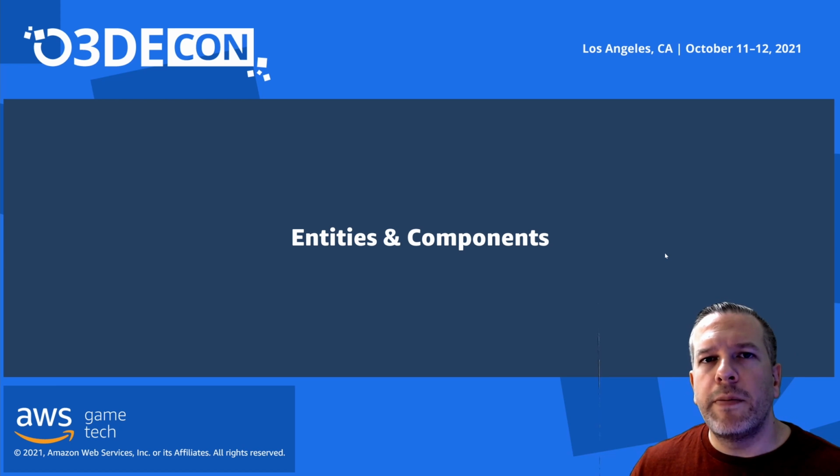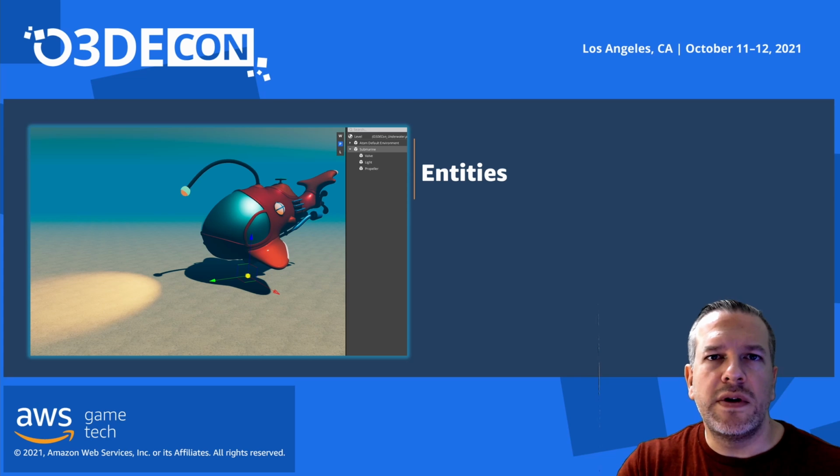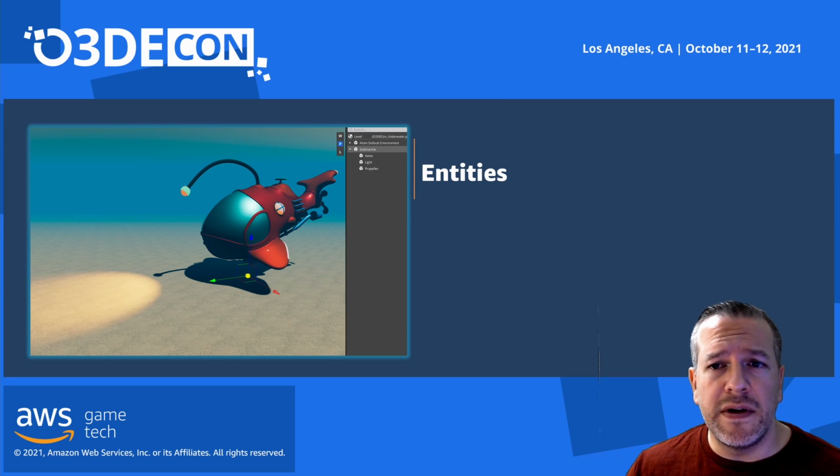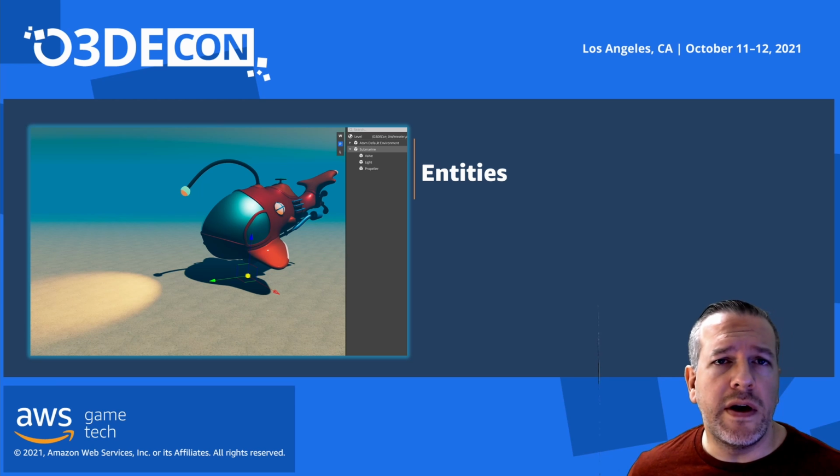Elements in O3D are made of entities and components. We can start seeing a scene like this one, in which we have a submarine, we have a light, and we have different elements that make up the scene. In this scene, the submarine is actually made up of four entities. It has the submarine itself, which is the one we see here. It has a valve, a light, and a propeller.